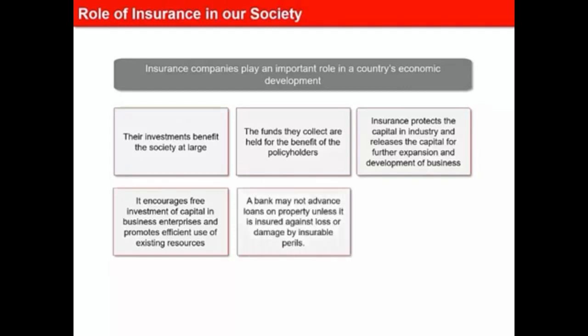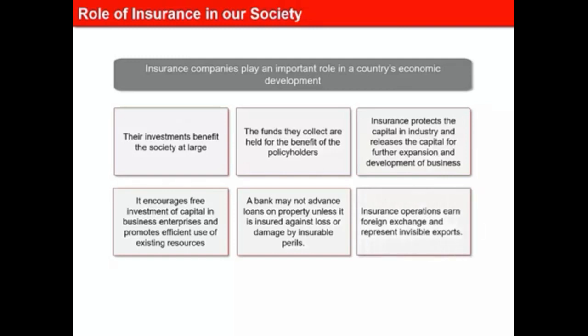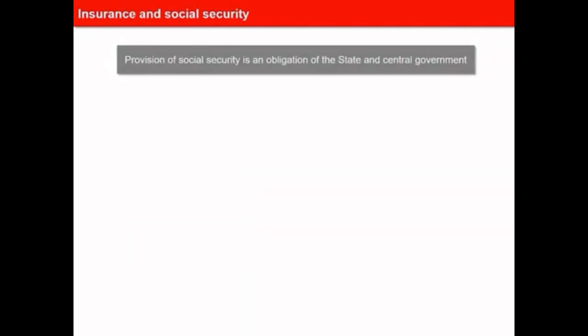A bank may not advance loans on property unless it is insured against loss or damage by insurable perils. And finally, insurance operations earn foreign exchange and represent invisible exports. It is now recognized that provision of social security is an obligation of the state as well as the central government. Here are some acts and schemes passed by the government in this regard.